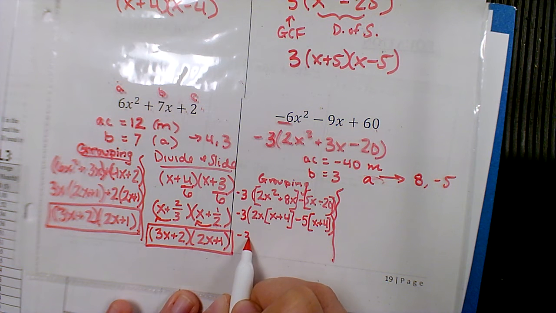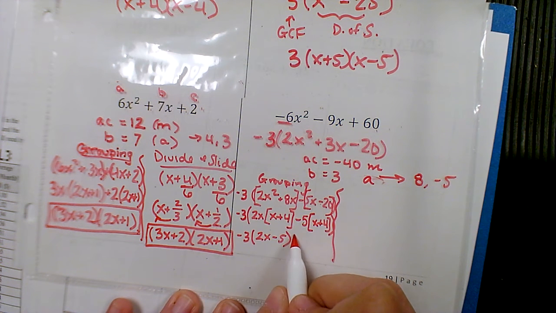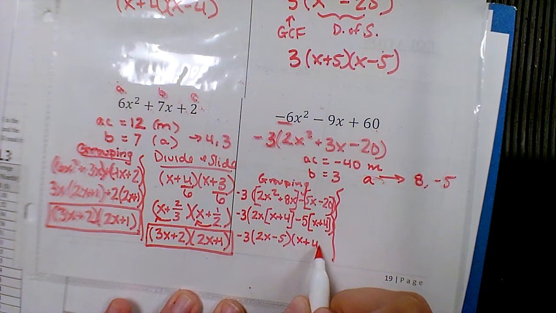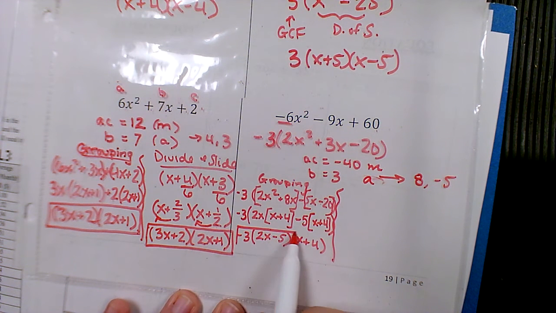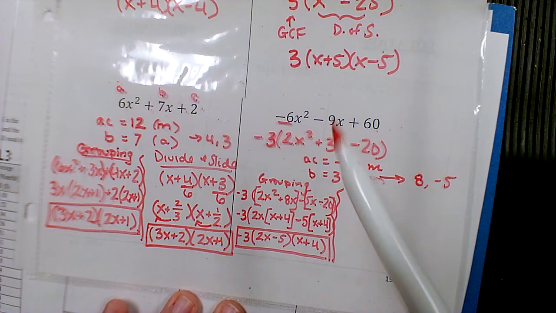So we have the -3 GCF from the very beginning. That never goes away, okay, because you already pulled it out. The GCFs we pulled out from the groups were a 2x and a -5. And then the matching factor that we have is an x plus 4. Notice how we never lost the -3. It's always still out front from the very beginning.